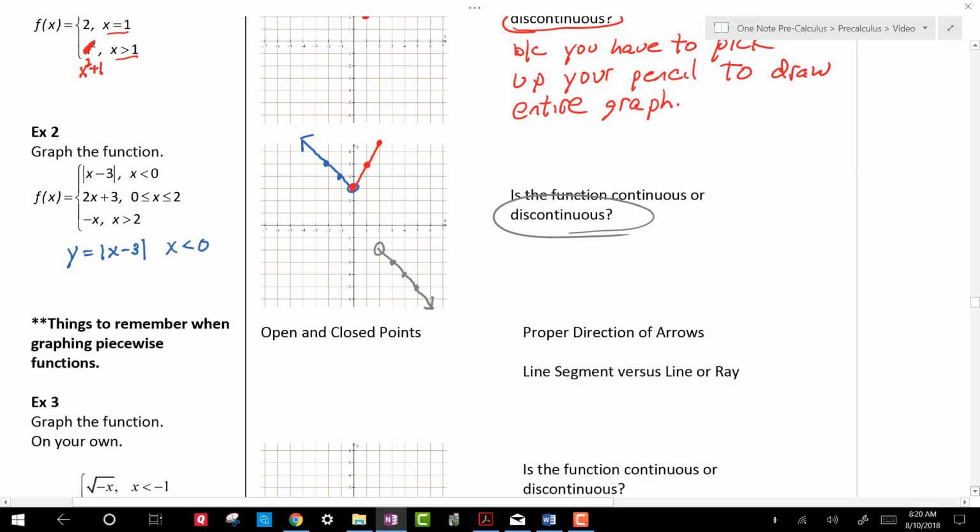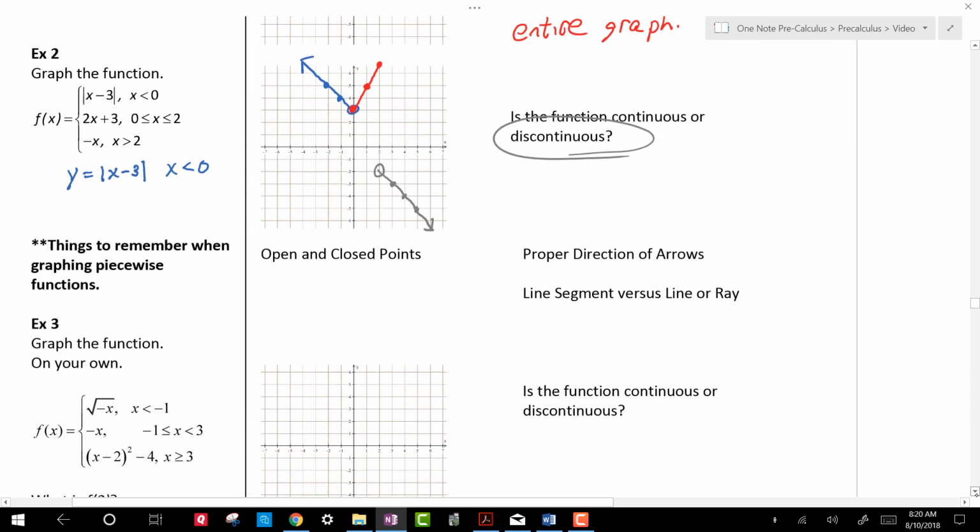Okay? So some general things you want to keep in mind is, when do I use open and close points? Open points get used for less than or greater than. Close points get used for equal signs, so less than or equal, greater than or equal.